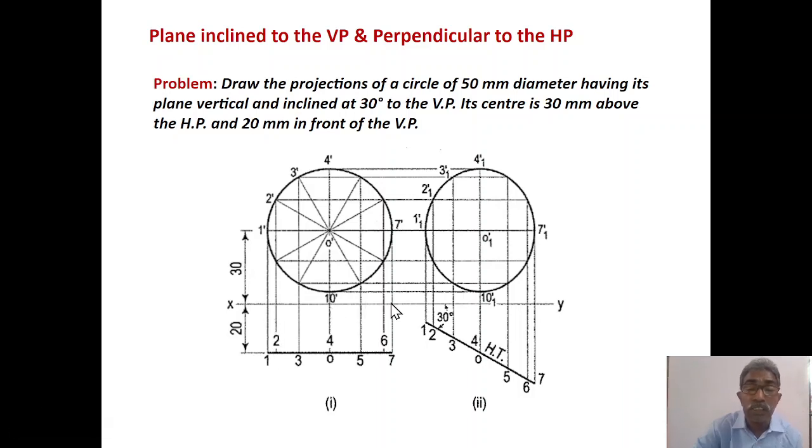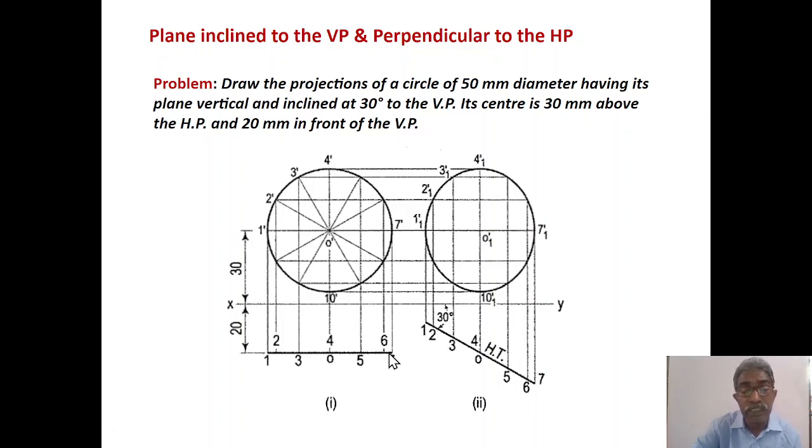You can draw on the XY line only when the plane is in a vertical plane. But here you have to take the plane parallel to the vertical plane. Therefore some distance, here how much distance? 20 millimeter. Here the plane is 20 millimeter in front of the VP and parallel to the VP. Therefore here you have to draw the top view 20 millimeter from the XY and parallel to the XY.